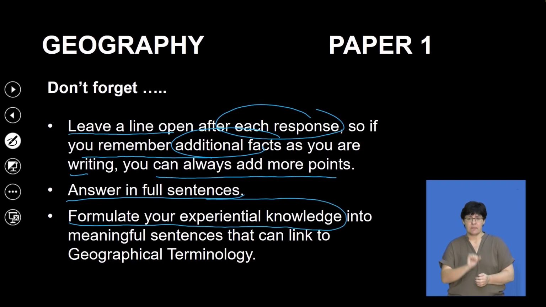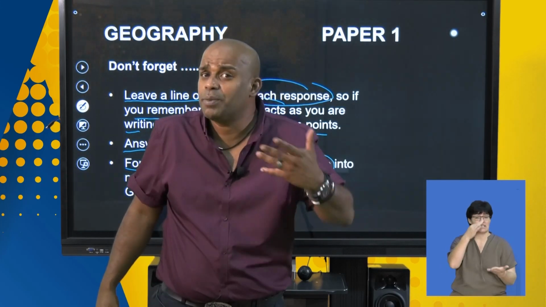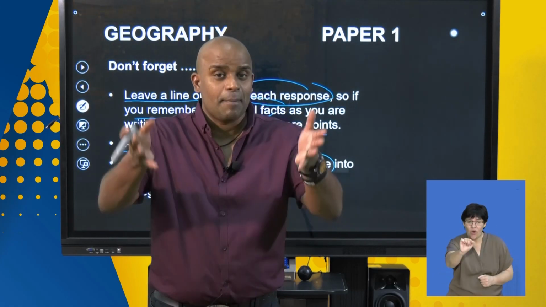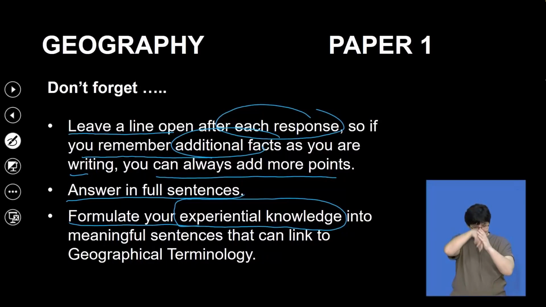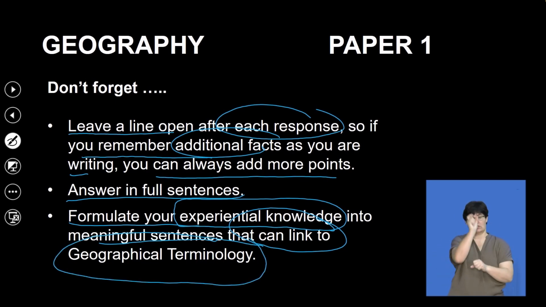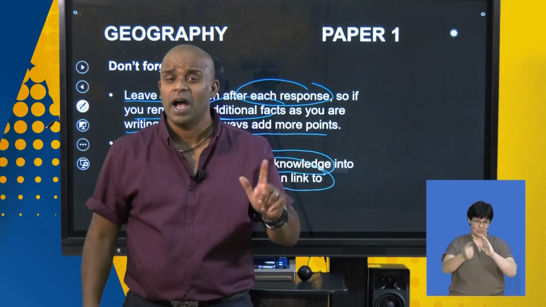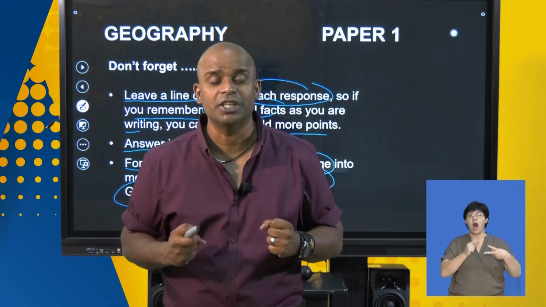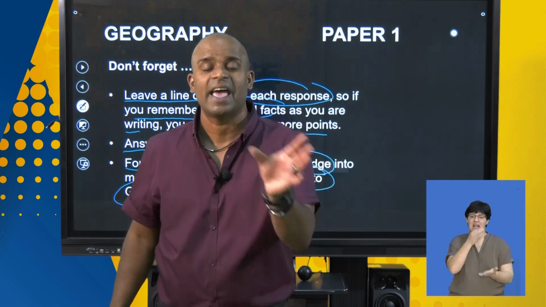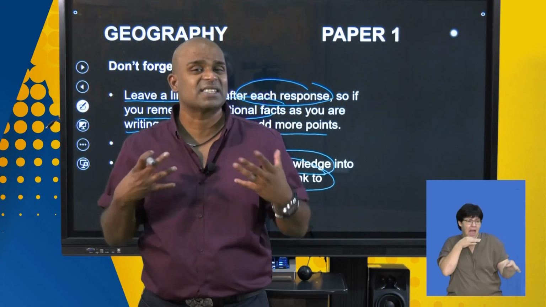Formulate your experiential knowledge. And this is key, especially when you're using verbs like suggest and propose. What is being asked of you? Your experiences, your ideas must come out through that content. Meaningful sentences that can link to geographical terminology. So the secret about paragraph writing, number 1, is to know your content. Number 2, know your experiential knowledge. Bring that knowledge into the content, especially when it comes to verbs like suggest and propose. Application type questions require you to explain or discuss.